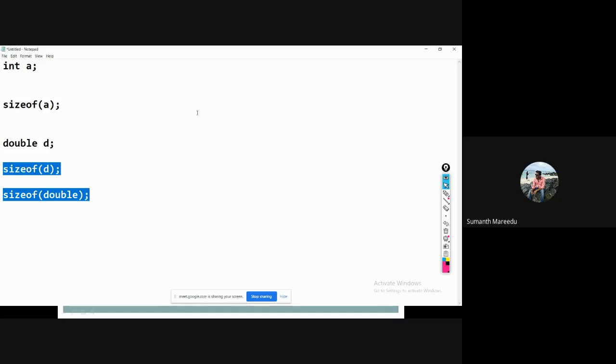If you are sure, you can directly use it, okay, integer occupies 4 bytes. If you are not sure, you can use this operator for finding out how many bytes got occupied by an integer, or any data type. You can write int, float, double, long double, char, for any type of data. Okay, so that is about the sizeof operator.